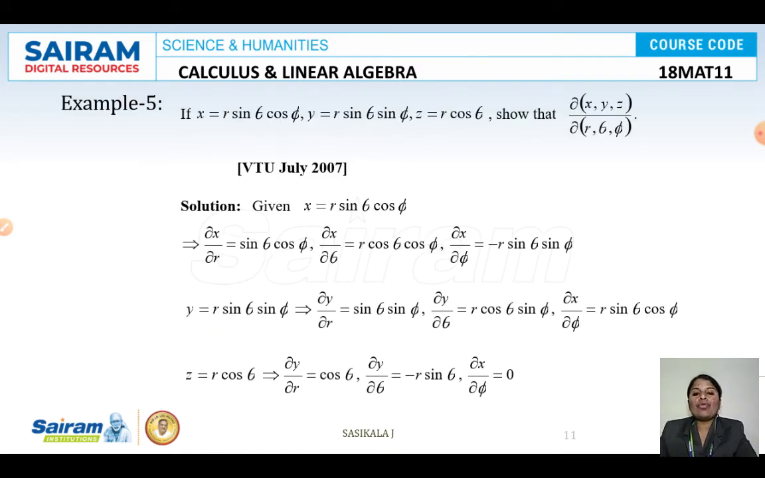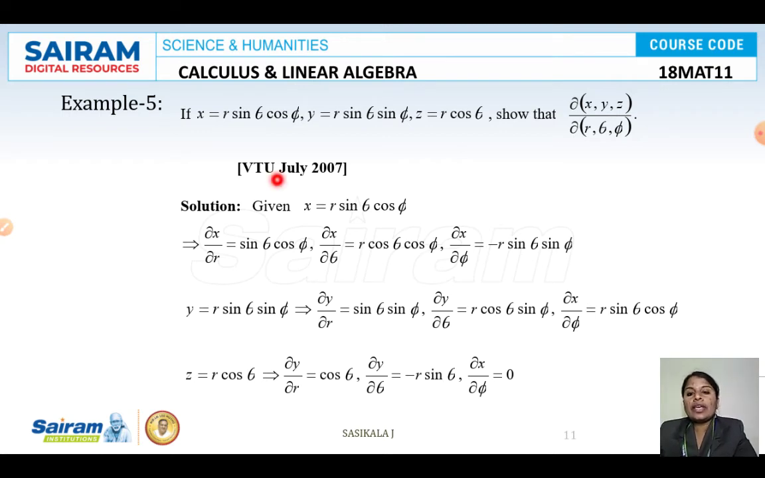So next we'll go for another example, in which theta and phi are involved. We have seen x, y, z, u, v, w. Here x, y, z are expressed in terms of r, theta and phi.